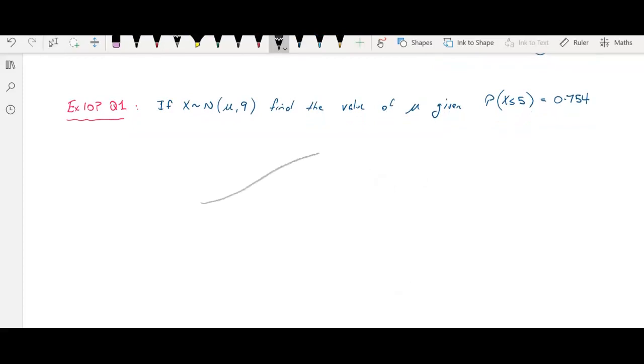Okay, I always like to draw a diagram and put down on that the information we have and the information we want. We are looking for mu. We're going 3 left and 3 right. Our probability that x is less than or equal to 5 is 0.754.